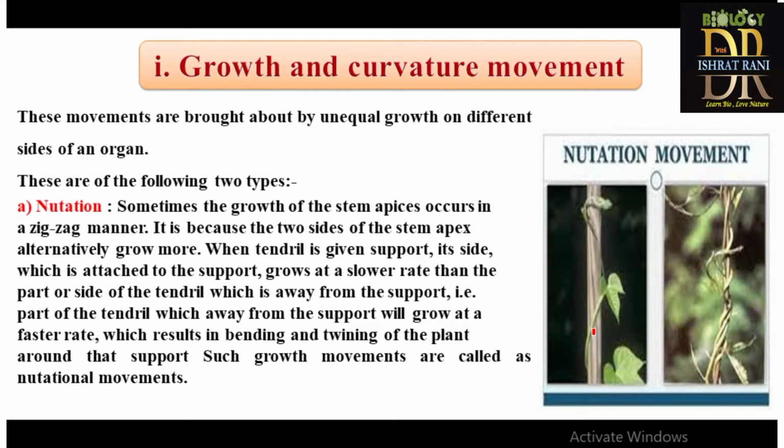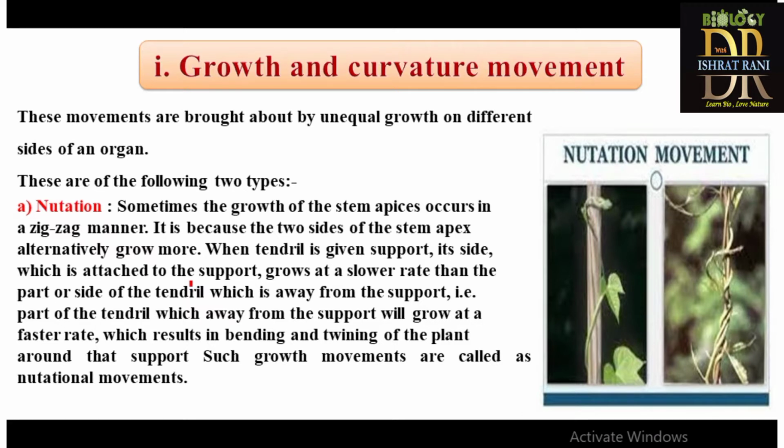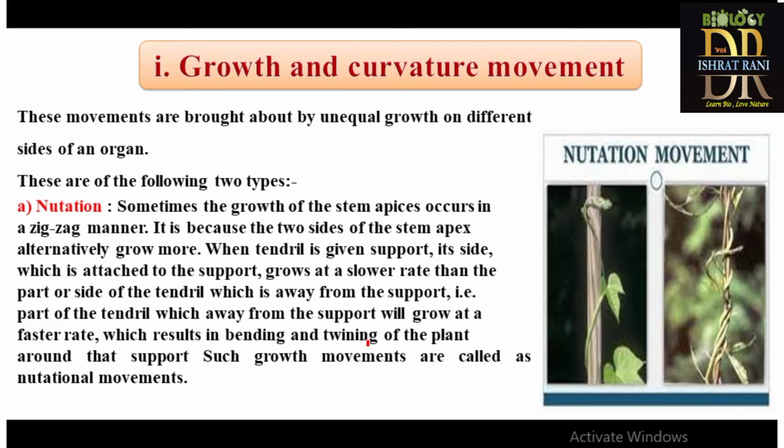You can observe here, there is the stem and the stem is climbing in a zigzag manner, and it is observed in tendrils, because tendrils give support. This type of movement is known as nutation, because the part of the tendril which is away from the support will grow at a faster rate. You can see that it is growing at a faster rate as compared to that which is bending or twining around that support. This is nutation or nutational movement.